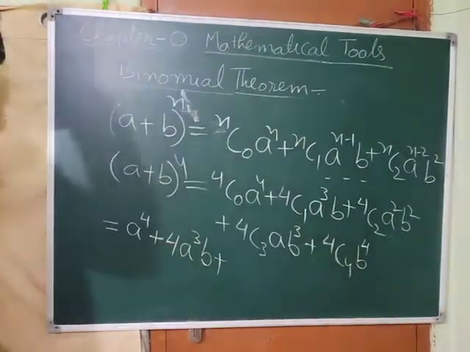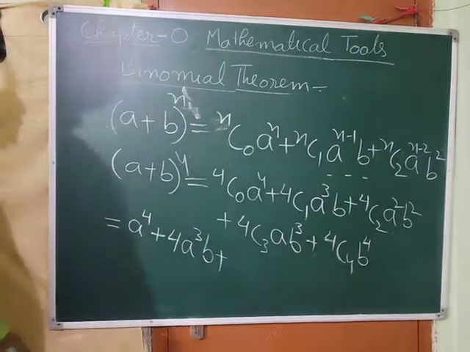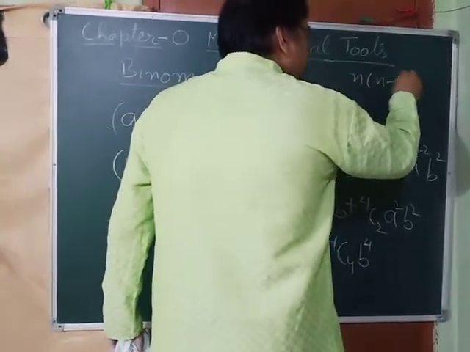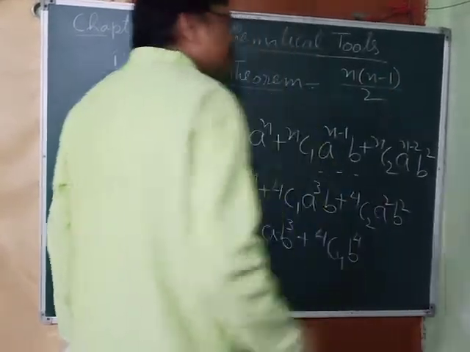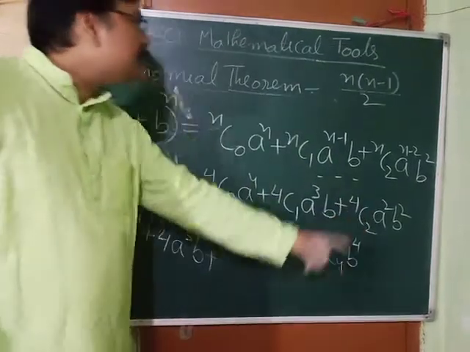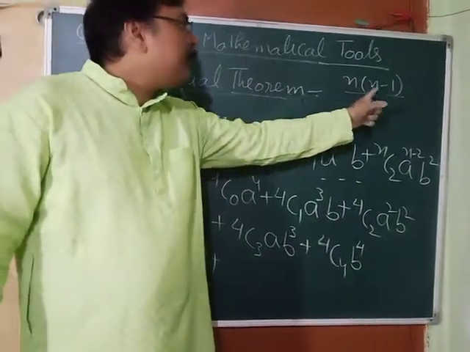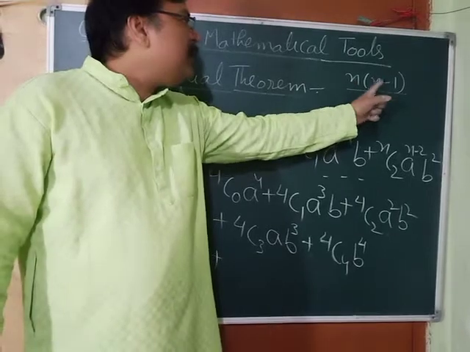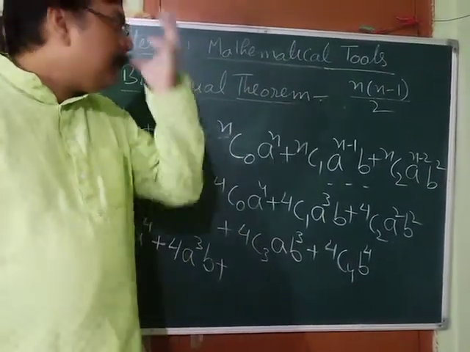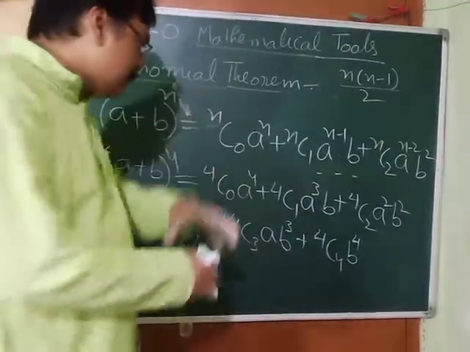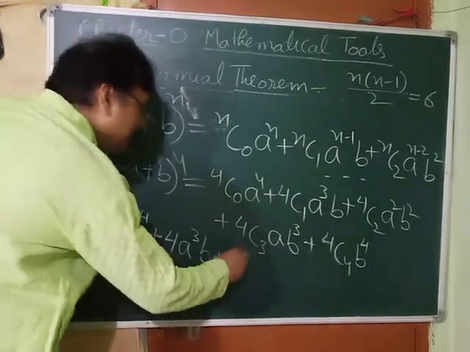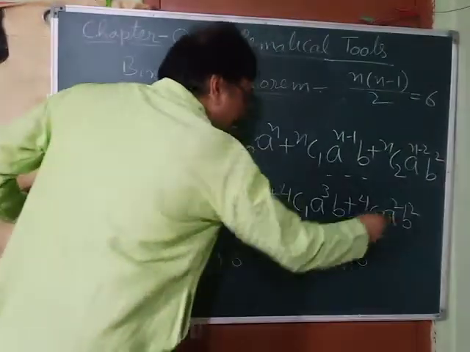Next, what is NC2? Just check it. What is the value of NC2? I think you got NC2 is n into n minus 1 upon 2. Okay. So here we have 4C2, so you can place here 4, 4 minus 1 is 3. So 3 into 4 is how much? 12. 12 upon 2 is how much? 6. So you can use that 6 here: 6a square b square.